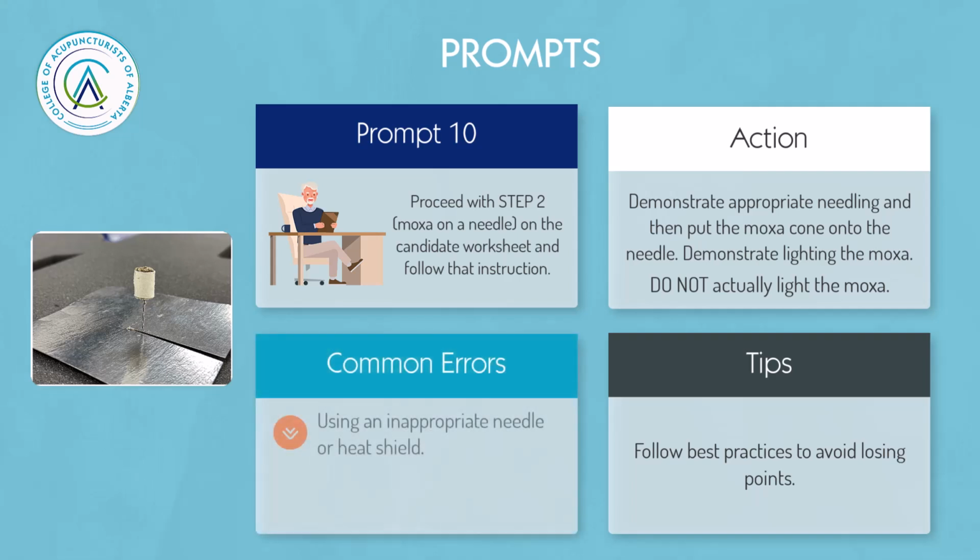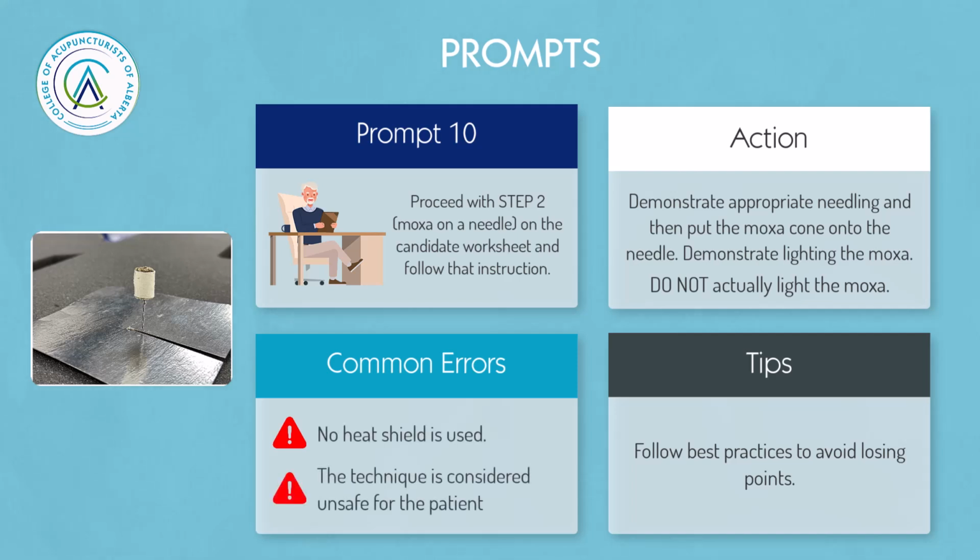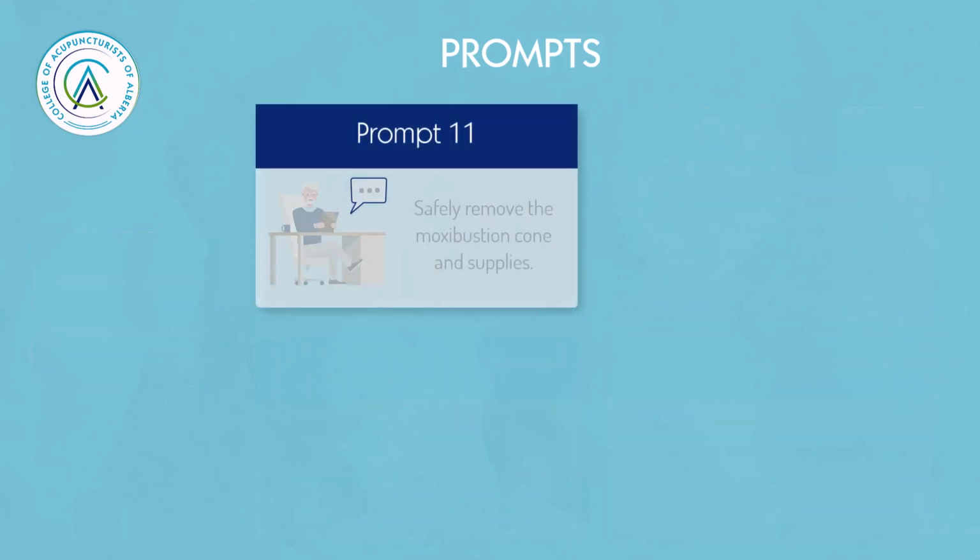Error: avoid using an inappropriate needle or heat shield for this step and ensure the Moxa is securely placed on the needle before lighting it. A critical error if no heat shield is used for this step or if the demonstration is considered unsafe for the patient. Prompt: safely remove the Moxibustion cone and supplies.